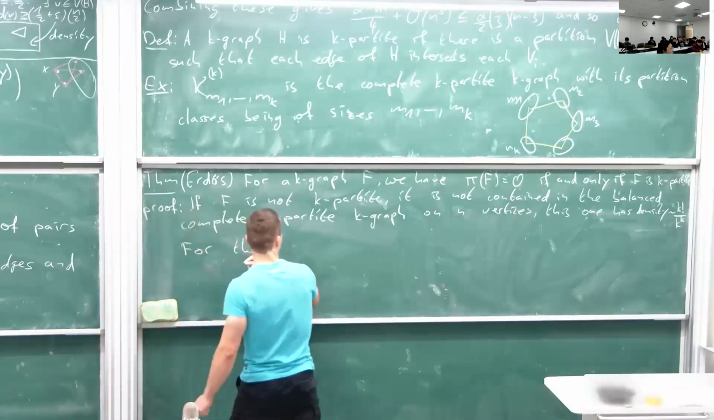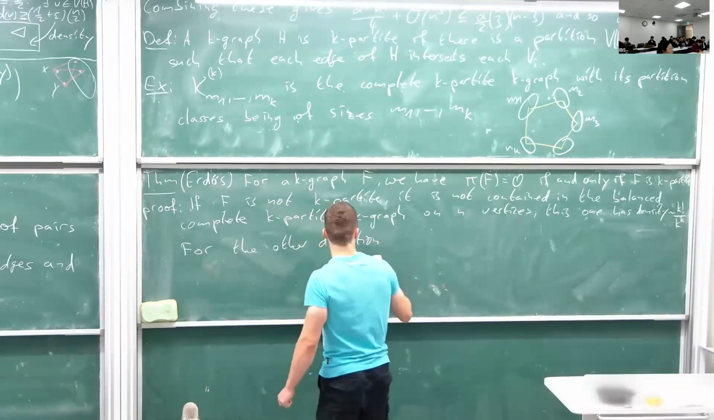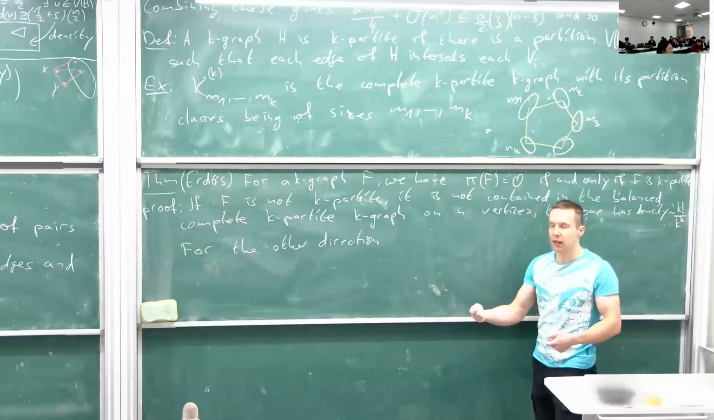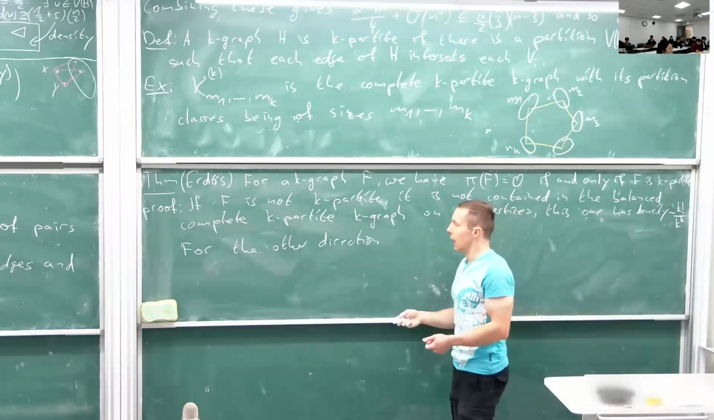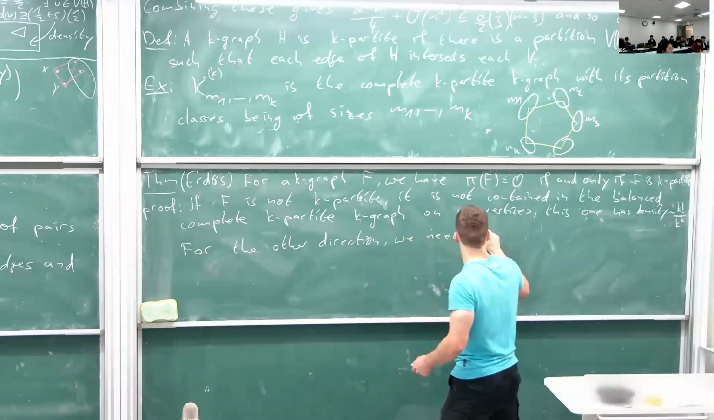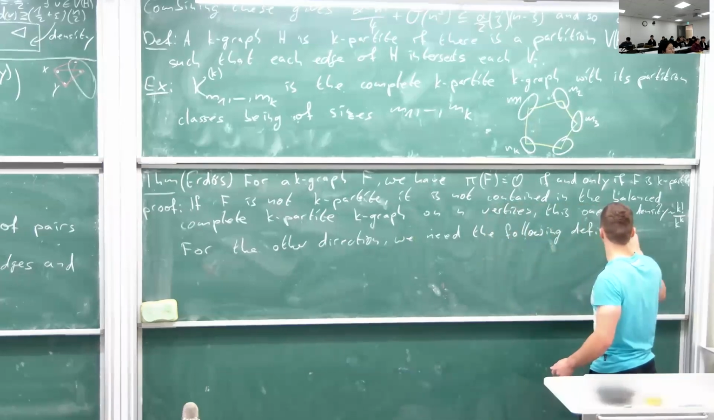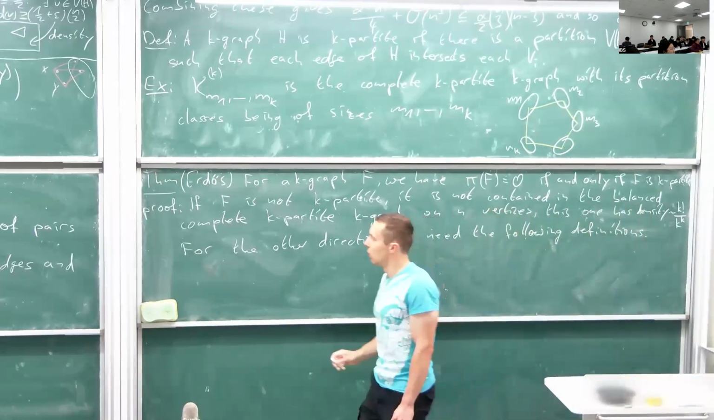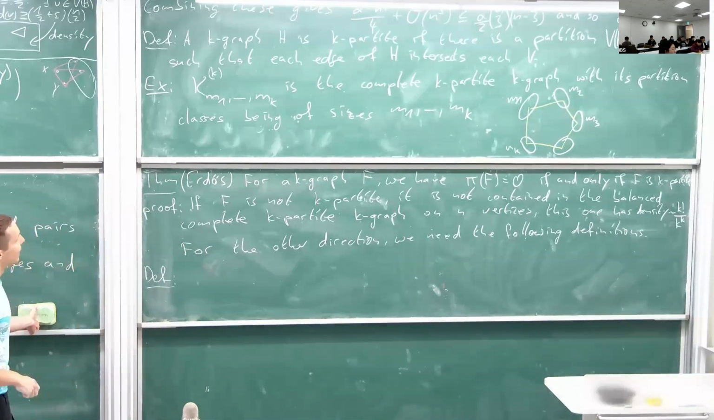For the other direction, okay, so we want to say that if we now take a k-partite k-graph F, then the Turán density of this one is 0. And for that, we need some definitions. So, and these definitions are important in general. So try to remember them. The first is essentially the definition that we sort of considered already in this example up there.